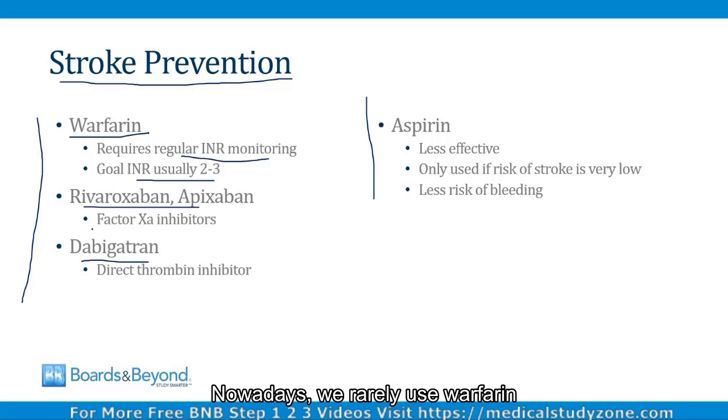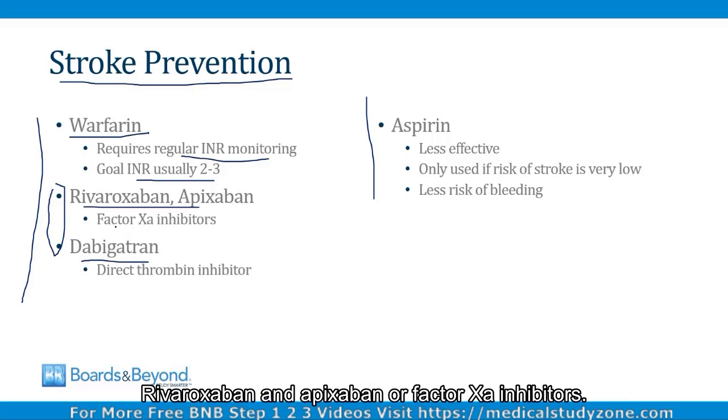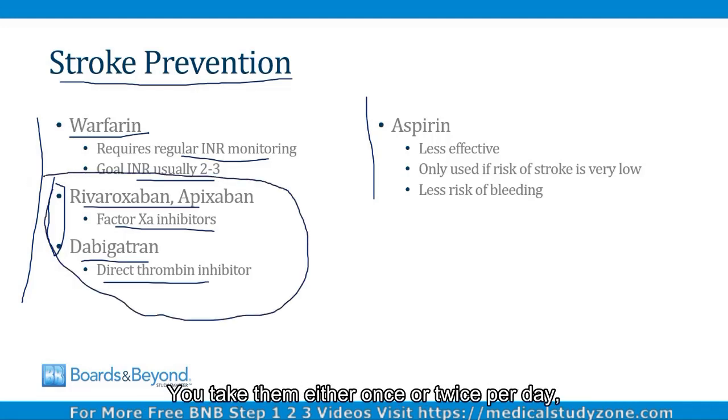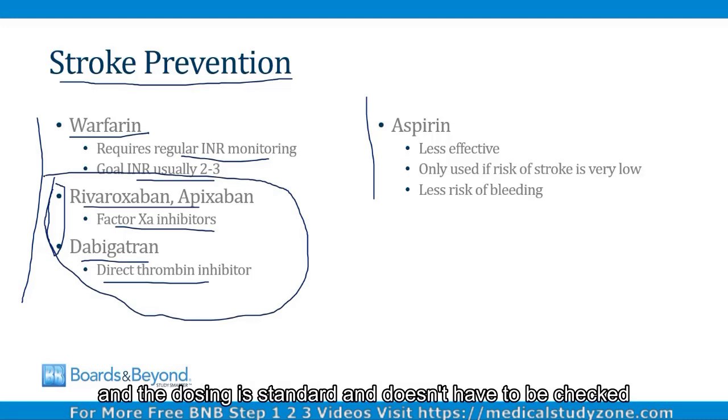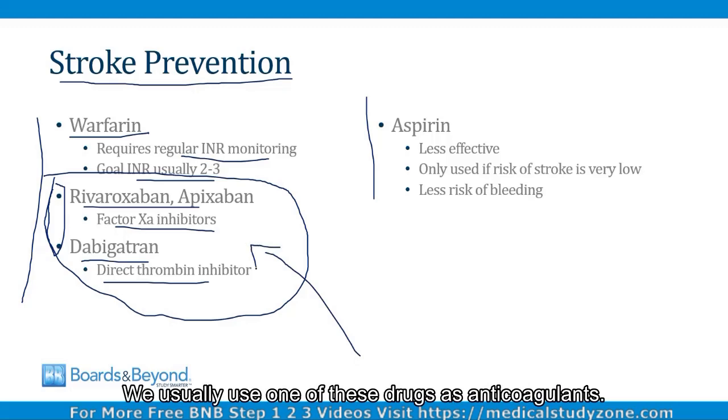Nowadays, we rarely use warfarin, and that's because these two groups of drugs are available. Rivaroxaban and apixaban are factor Xa inhibitors, and dabigatran is a direct thrombin inhibitor. All of these drugs are oral. You take them either once or twice per day, and the dosing is standard and doesn't have to be checked or titrated based on the INR. So in the modern era, we rarely use warfarin. We usually use one of these drugs as anticoagulants.